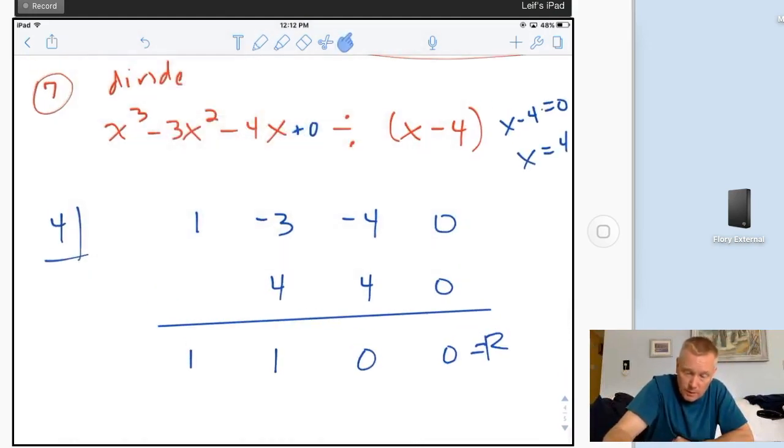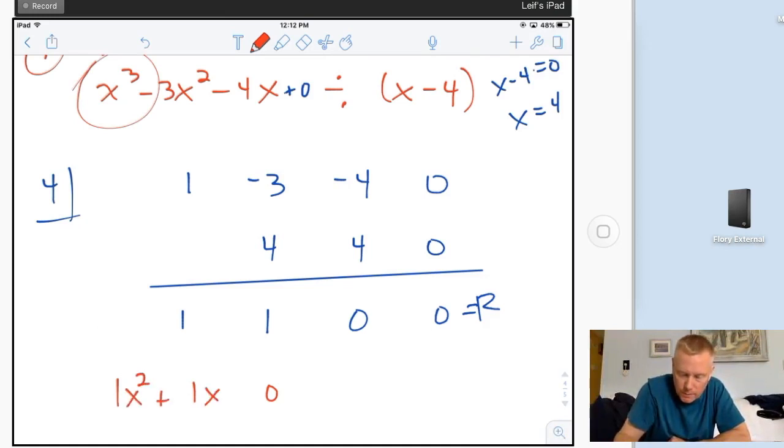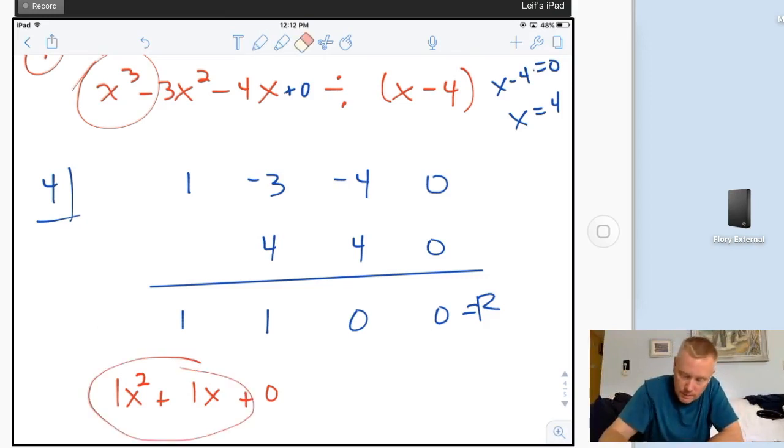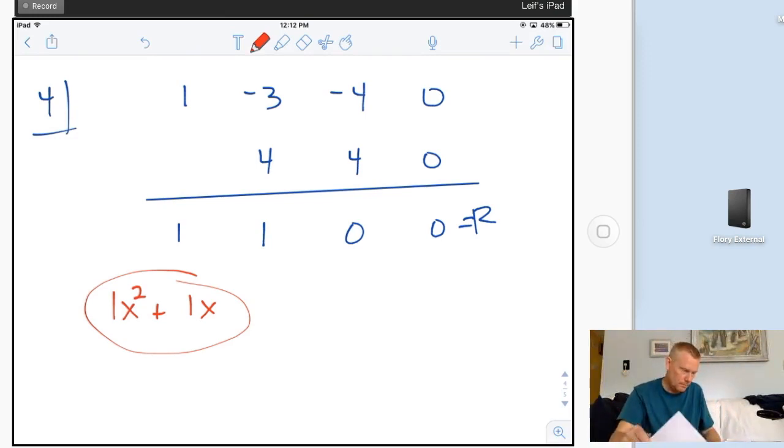My answer is going to be, let's see, 1, 1, and 0. So I start out with x to the third, which means this one's going to be x squared plus 1x plus 0. So it's really that. Okay, you don't need the plus 0. You could leave it if you want, but x squared plus x. That's what you get. Good. All right.